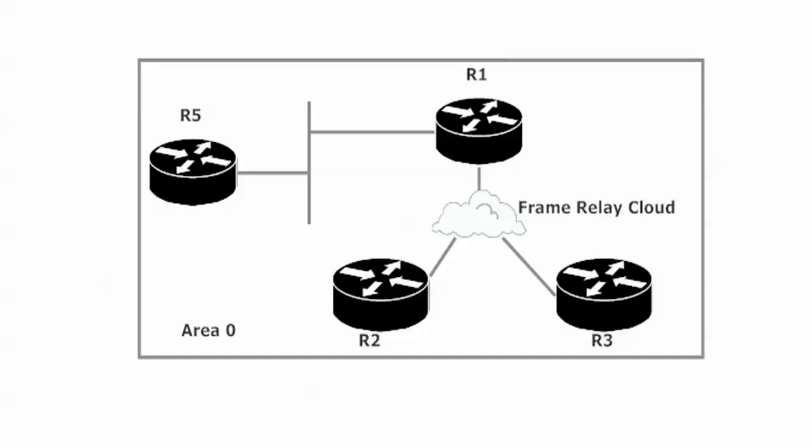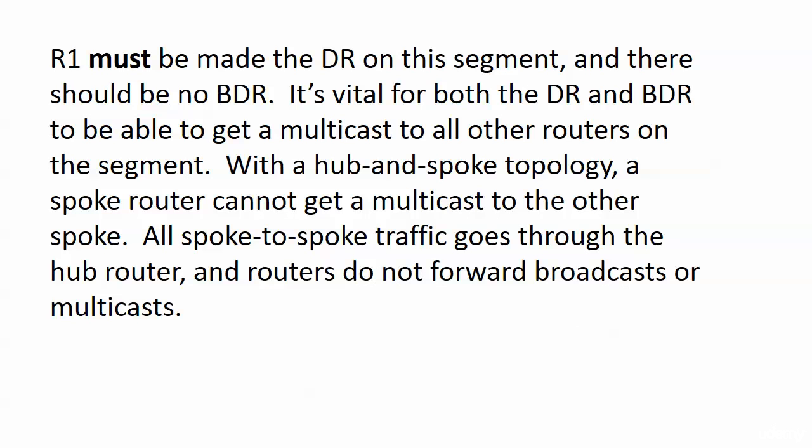So this is what we're about to build, and the key here is two of them really. First off, we want the hub to be the designated router. It has to be the designated router because in the segment connecting routers 1, 2, and 3, the only router that can get a multicast directly to every other router is router 1, because router 2 can't send a multicast over to router 3 since it has to go through router 1, and our routers do not forward broadcasts and multicasts. So router 1 has to be made the DR, and we don't want a BDR. And the reason for that is, in case our DR drops, what happens during that drop is that our BDR would take over, and we don't want that.